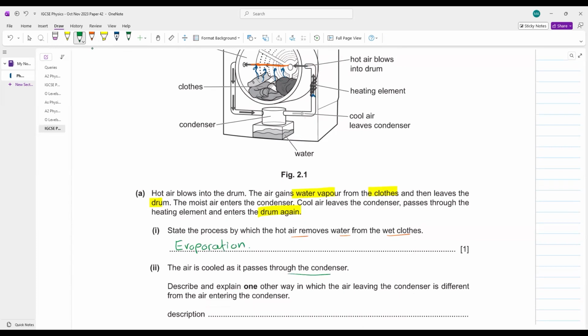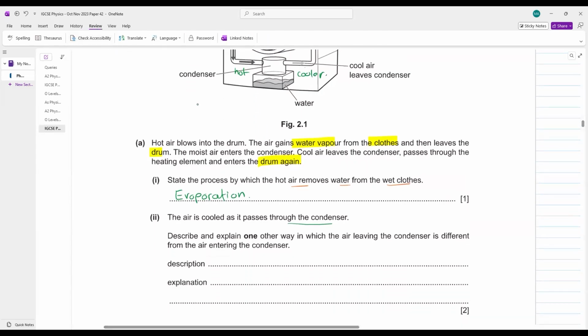The air is cooled as it passes through the condenser. Yep, as you can see, this is hot air. The air coming out of the condenser is cooler air. Perfect. So the air is cooled as it passes through the condenser. Okay. Describe one other way in which the air leaving the condenser is different from the air entering the condenser.